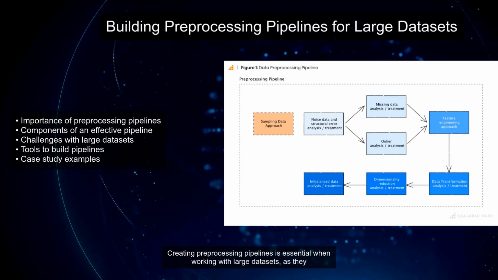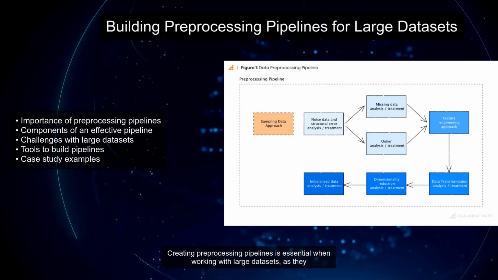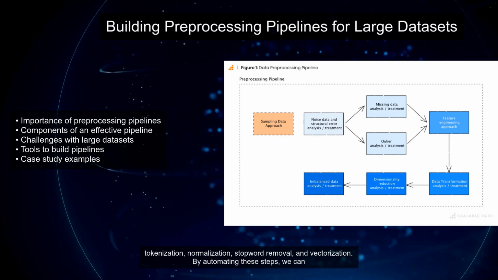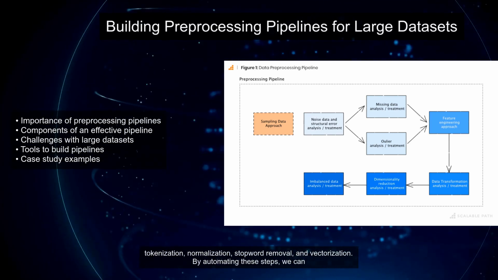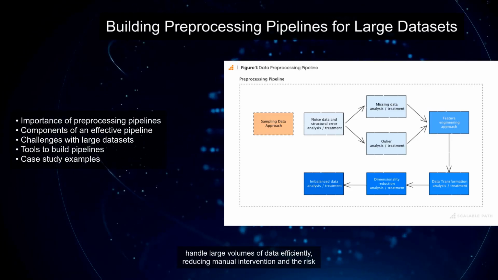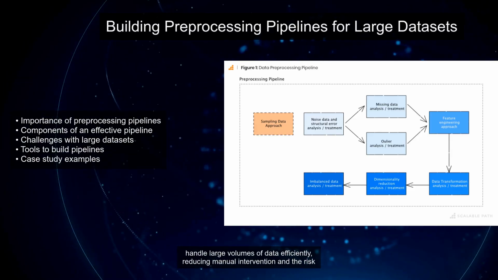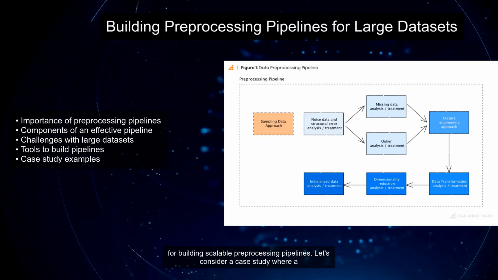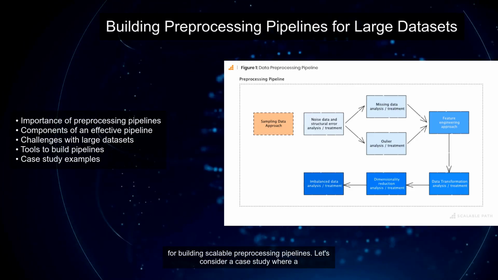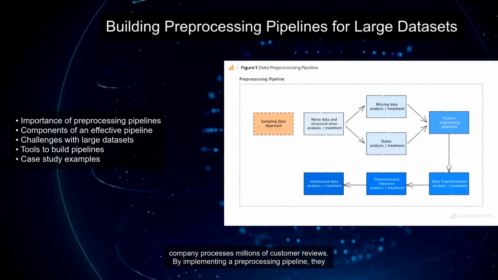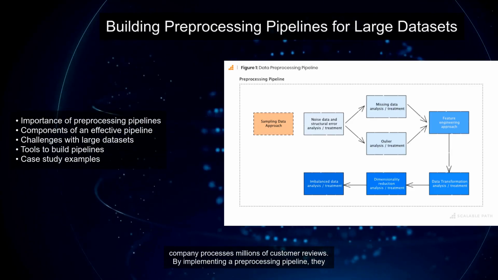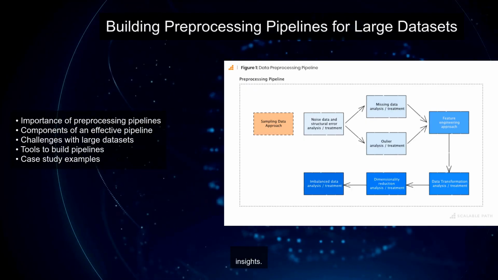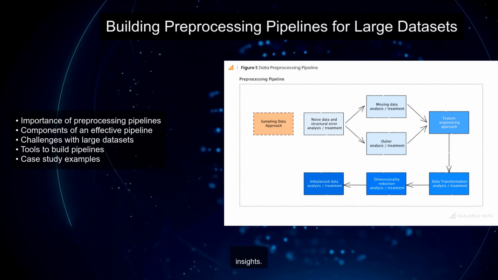Creating preprocessing pipelines is essential when working with large datasets, as they streamline the process and ensure consistency. A pipeline typically includes steps like tokenization, normalization, stopword removal, and vectorization. By automating these steps, we can handle large volumes of data efficiently, reducing manual intervention and the risk of errors. Tools like Apache Spark and TensorFlow Extended offer robust solutions for building scalable preprocessing pipelines. Let's consider a case study where a company processes millions of customer reviews. By implementing a preprocessing pipeline, they can quickly clean and prepare data, allowing their LLM to generate valuable insights.